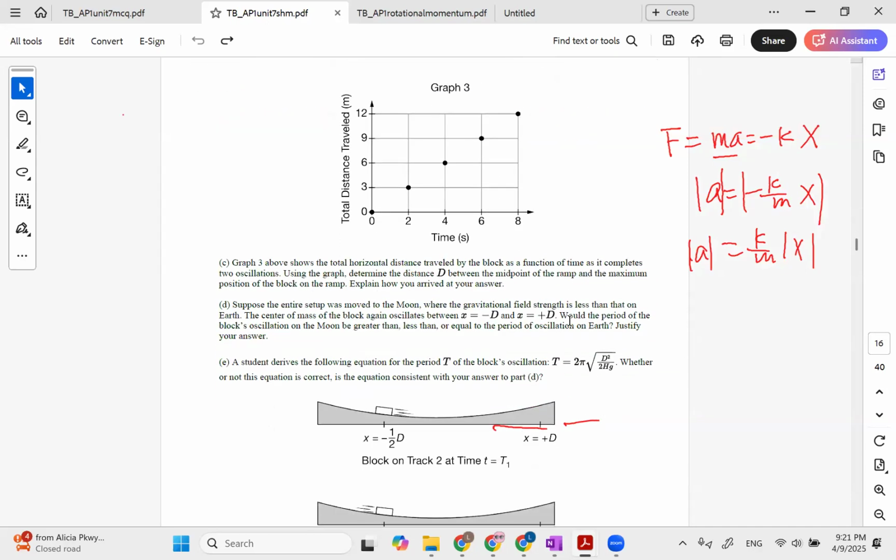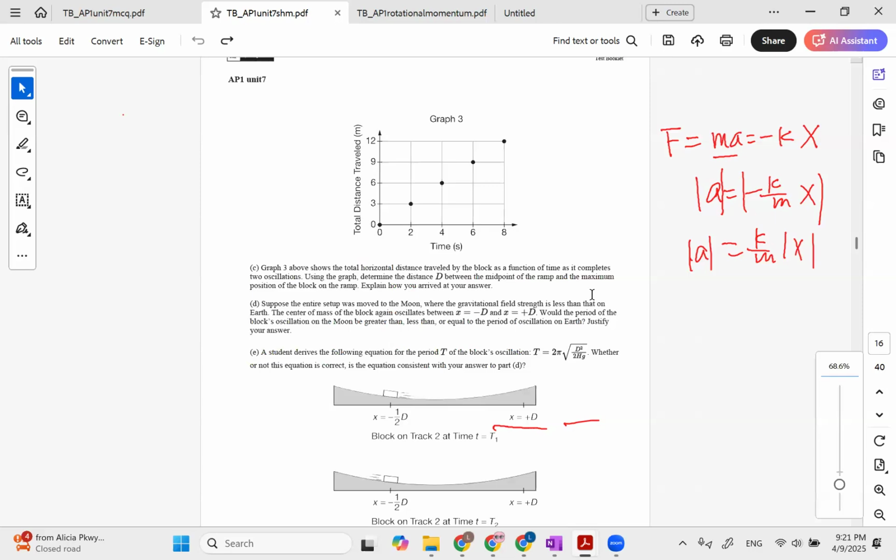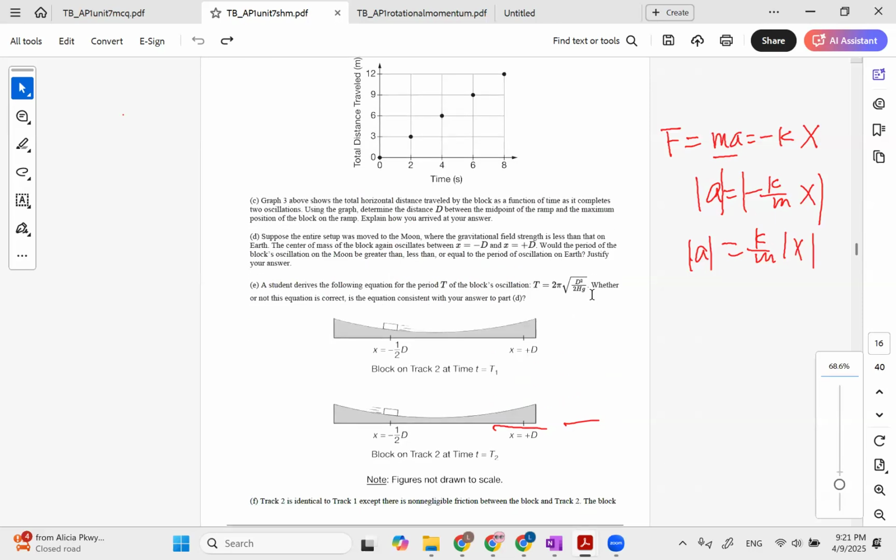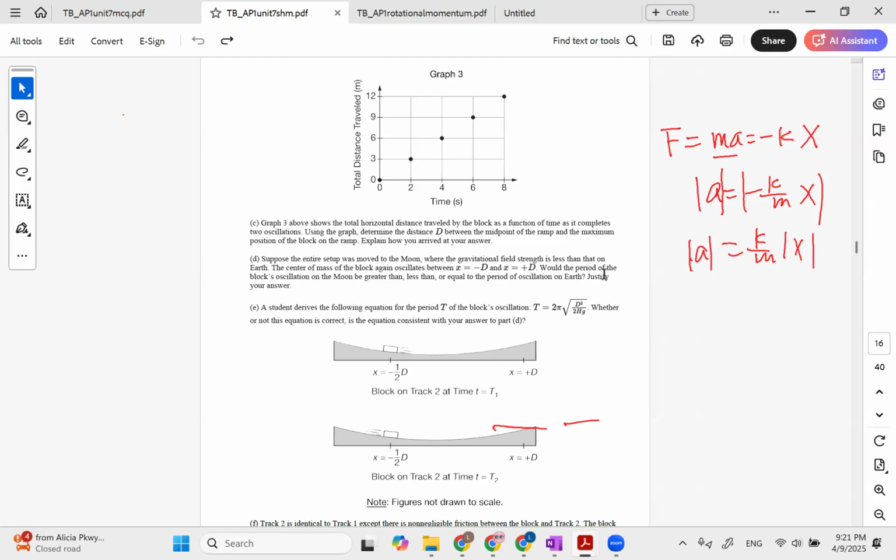And then C. Mia, you can finish reading the question. Graph 3 above shows the total horizontal distance traveled by the block as a function of time as it completes two oscillations. Using the graph, determine the distance d between the midpoint of the ramp and the maximum position of the block on the ramp. Explain how you arrived at your answer.